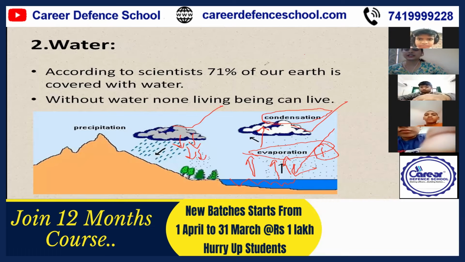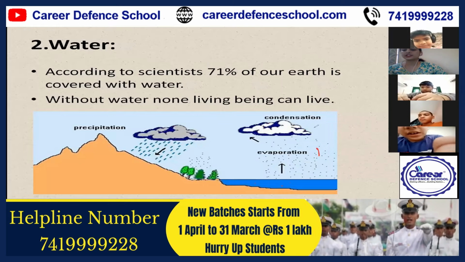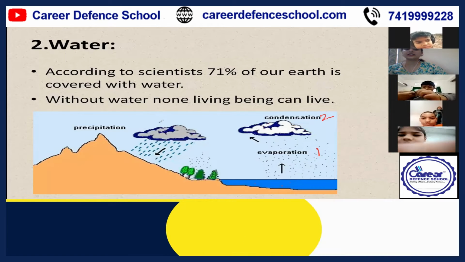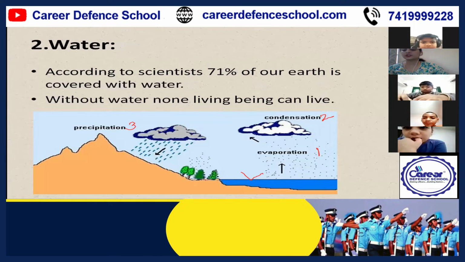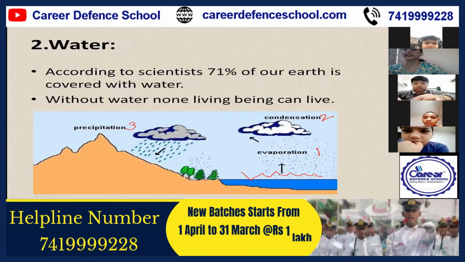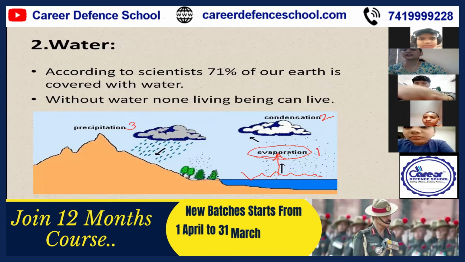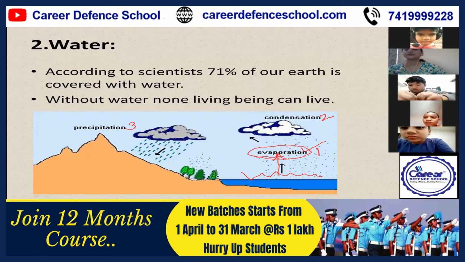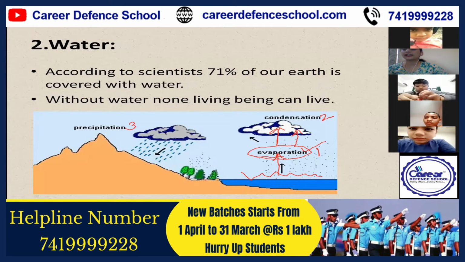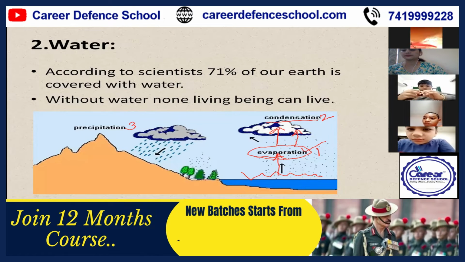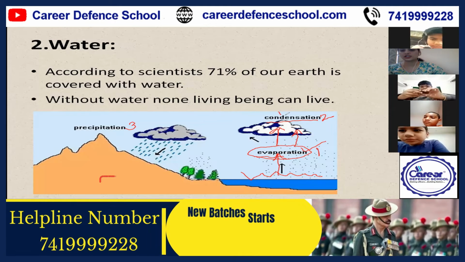I will repeat again. There are 3 processes of the water cycle. Number 1 is evaporation, 2 is condensation, and 3 is precipitation. First is evaporation, when the surface water gets heated by the heat of sunlight and evaporates in the form of water vapors and mixes into the air. That process is called evaporation. When this water vapor reaches the higher atmosphere or the cloud and condenses, meaning collects, into the form of water, that process is called condensation.